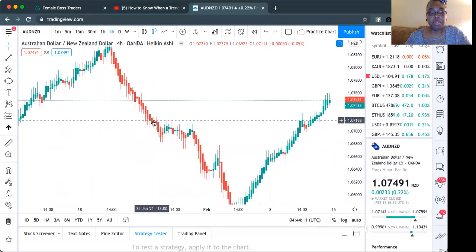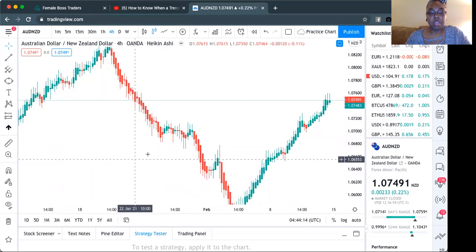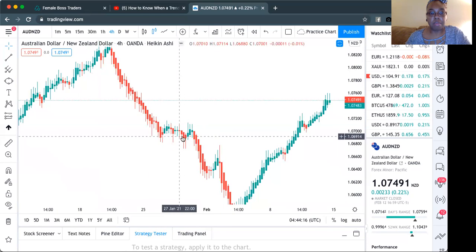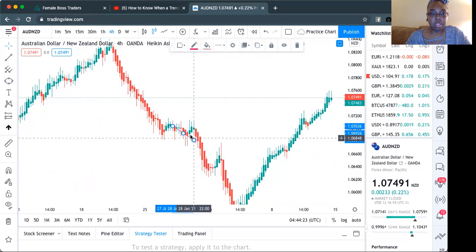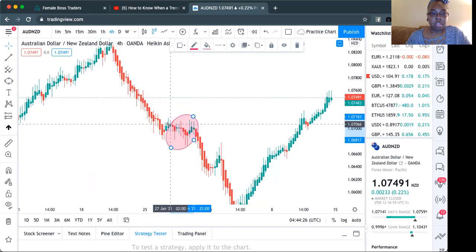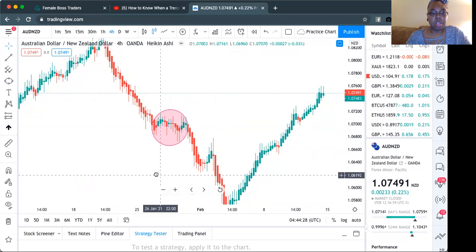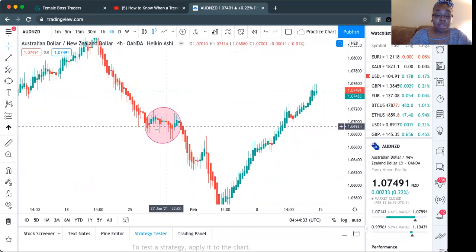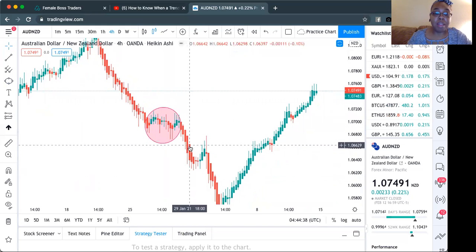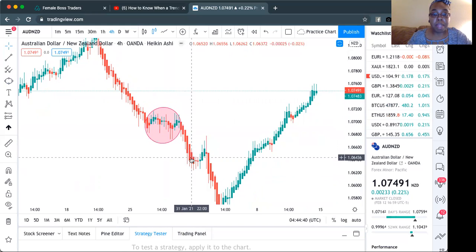This is beautiful. All right, you can see the consolidation happening right in here. Just right in here, the consolidation. What is it letting you know? It's letting you know that a downtrend is about to happen. So you could have caught some amount of money right in here. And then another consolidation happening right in here.